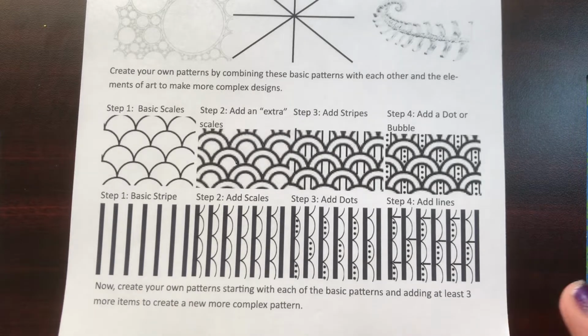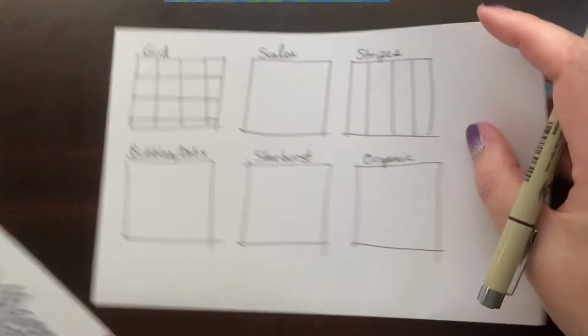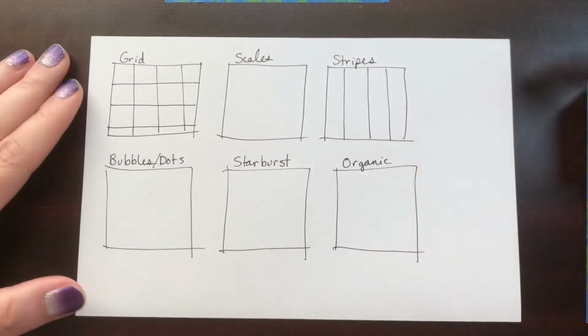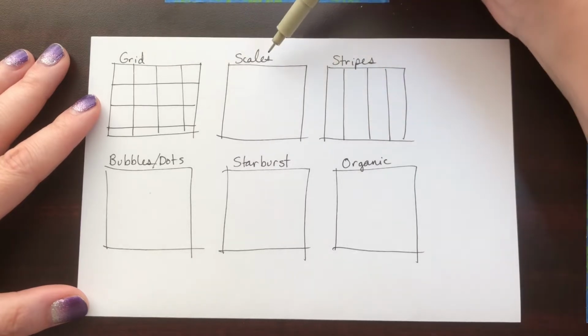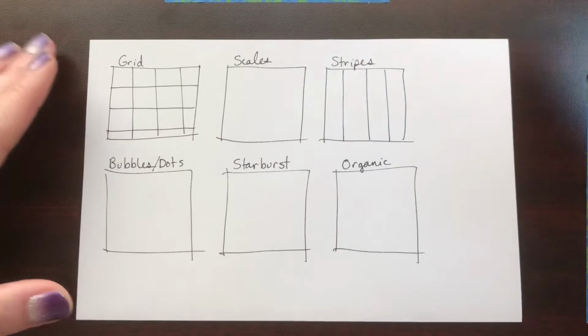If you feel comfortable just going ahead and getting started on your own, go ahead and go do this, and you don't have to watch the rest of the video. If you would like a little bit more extra help, then stick around for the video, and I will show you step by step how to do each one of the different basic patterns. So here I've got my basic patterns. I've got grid. I'm going to show you how to make the scales, stripes, bubbles and dots, starburst and organic.